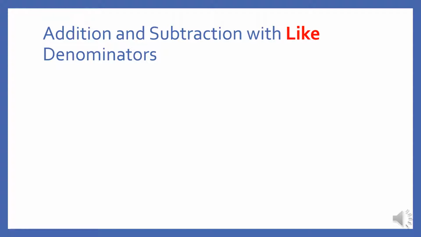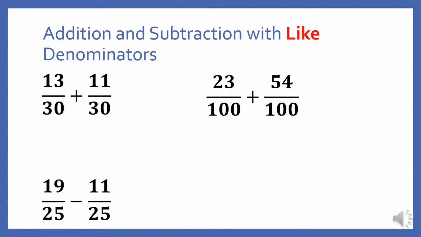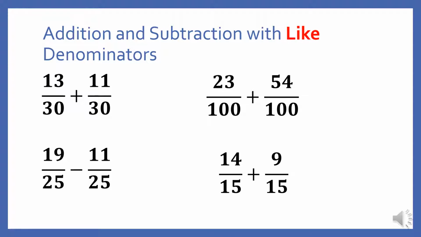Let's begin. We're going to add and subtract with like denominators. What do I mean by like denominators? We're going to add and subtract with common denominators. Now the rule of thumb is this: when we are adding or subtracting fractions, we must ensure that we have common denominators. And if we don't have common denominators, then we would have to find the LCM. If you don't know how to find the LCM, you can look at our tutorial on LCM as well.